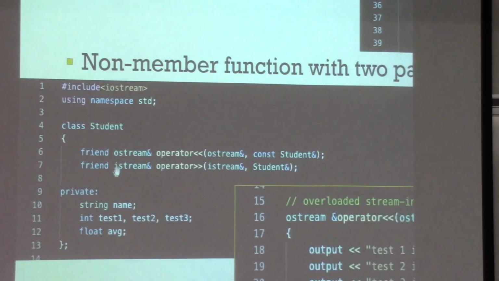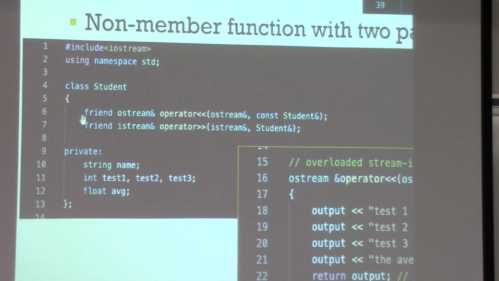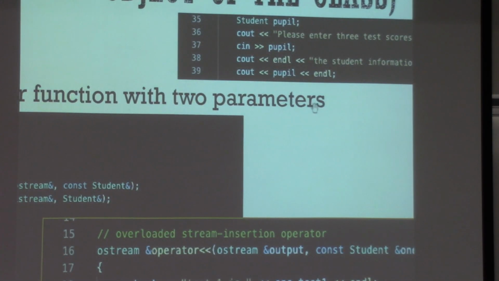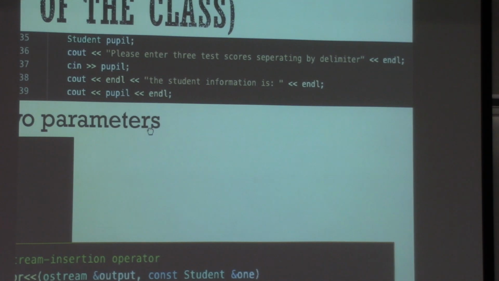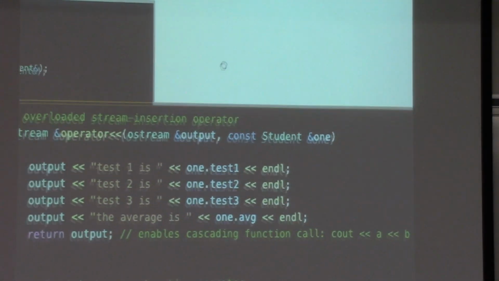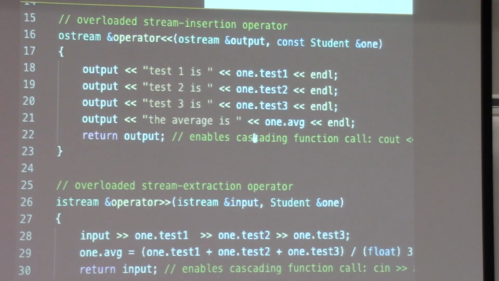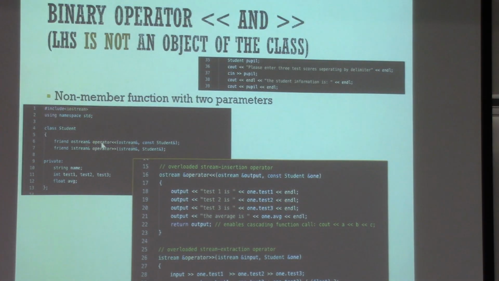For non-member function overloading, this is the demo example of friending, from the object class to your operator overloading function. And when you use that, all you need to do is that single operator should run everything you have in this function.